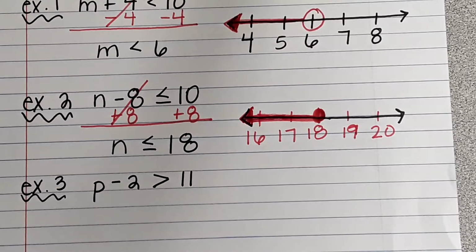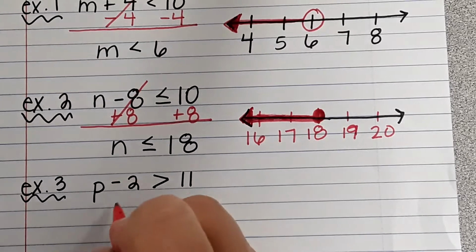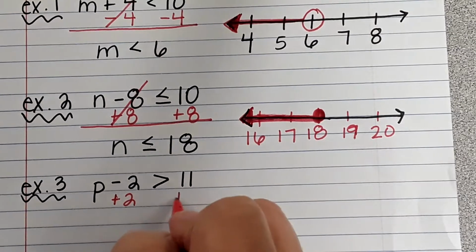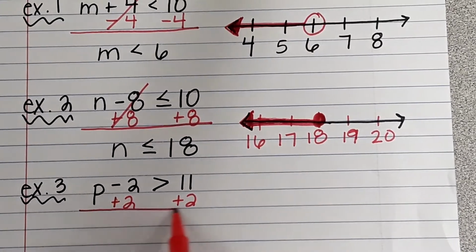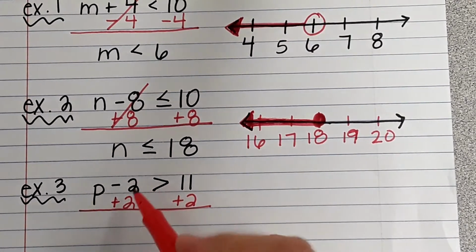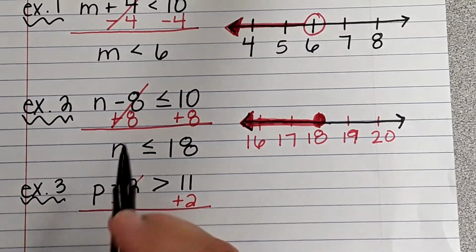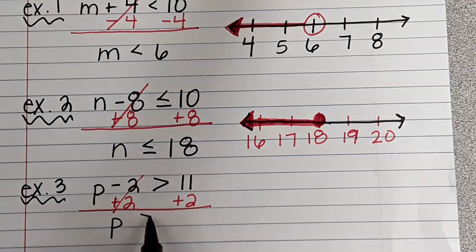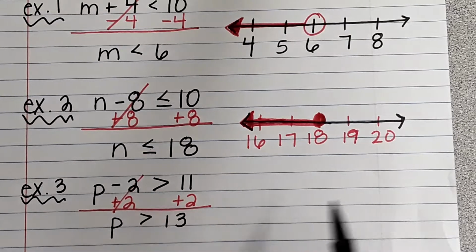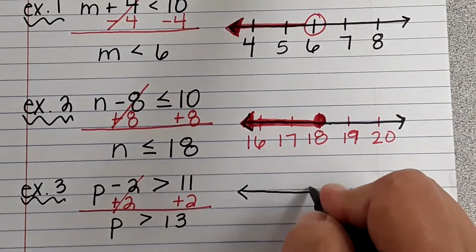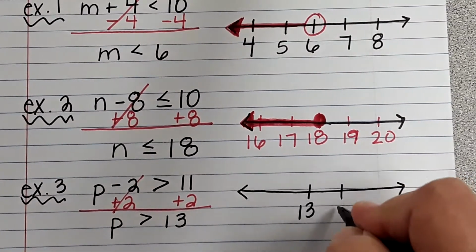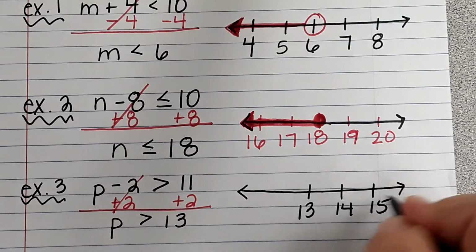So what's next to the p? 2. So we're going to add the 2 to both sides. If you can avoid moving the variable, try to do that, okay? Remember, they're opposites, so they cancel out, and then you're left with p is greater than 13. We're going to put 13 in the middle and then make our number line.